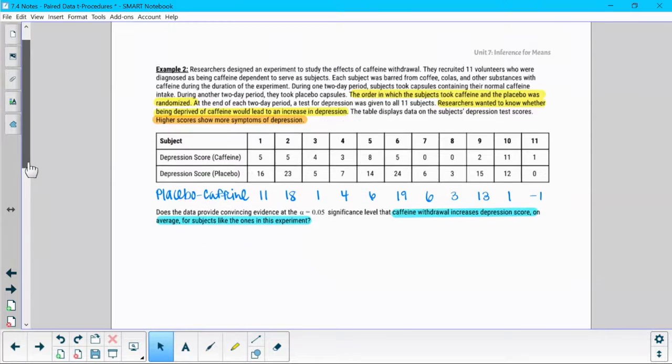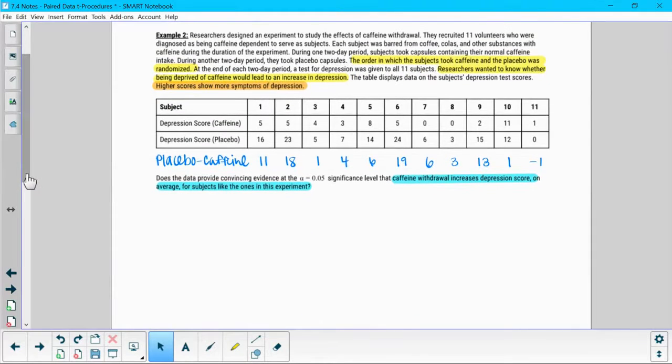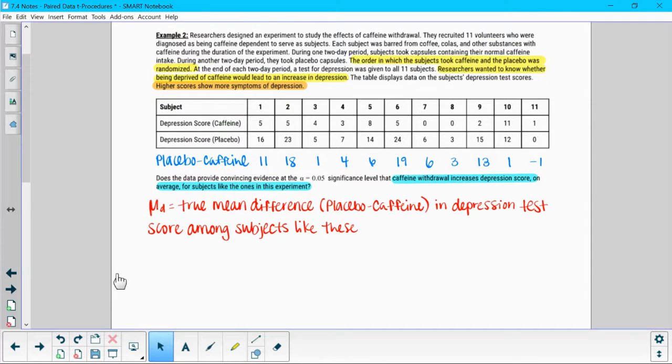I'm going to go ahead and start my steps of PHANTOMS. The first thing I want to do is define my parameter. Mu of d is the true mean difference. Again, very, very important that you notate how you calculated your differences, placebo minus caffeine, in depression test score among subjects like these. Now, the null and the alternative. The null is easy. You know it's always going to be mu d is equal to 0.